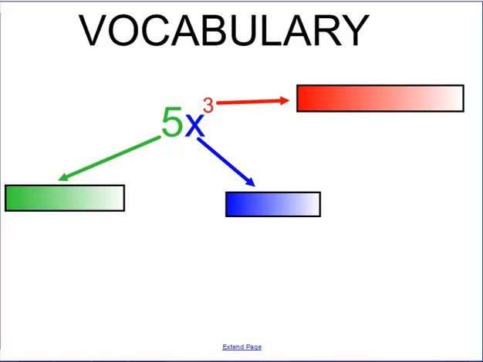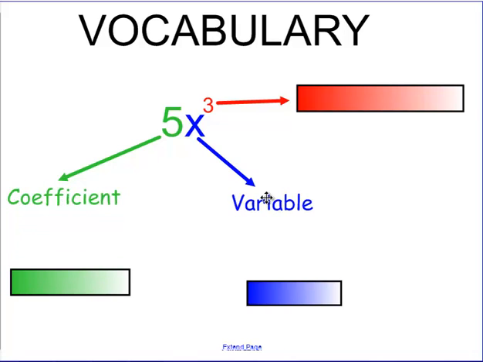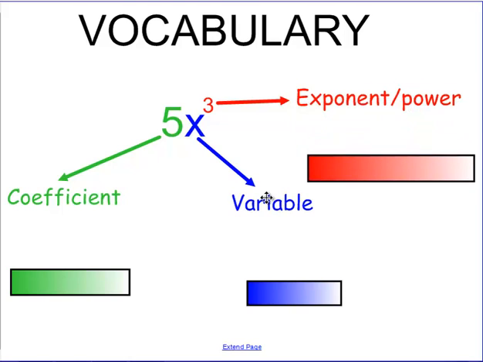When I look at x, when I have any letter or any symbol representing an unknown number, I know that would be the variable. When I look over at the green 5, I notice that that is the number directly in front of a variable, and that would make that the coefficient. And finally, the big topic of the day, the red 3 would be an exponent or a power. So just a quick recap on some vocabulary that, again, should be background knowledge.